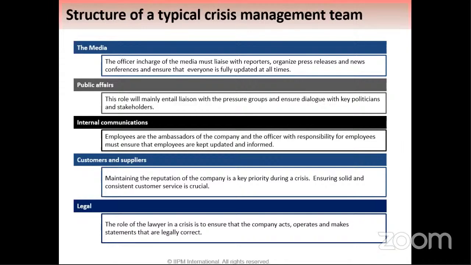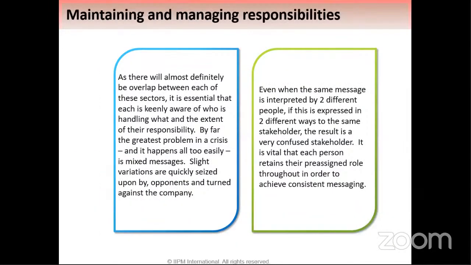Then we have the legal role also. The role of the lawyer in the crisis is to ensure that the company acts, operates, and makes statements that are legally correct. Then how do we maintain and manage responsibility? As there will almost definitely be an overlap between each of these sectors, it is essential that each is keenly aware of who is handling what and the extent of their responsibility. By far, the greatest problem in a crisis.